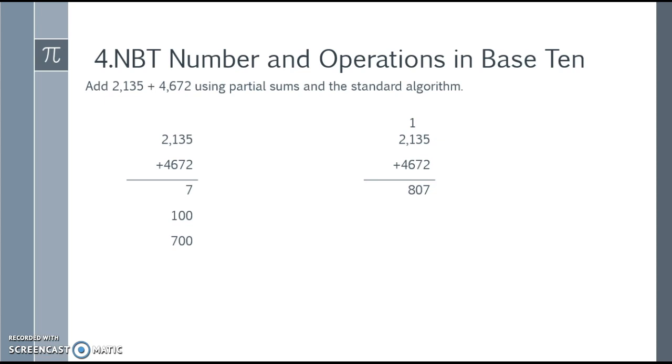Finally, with partial sums, I will add the thousands. 2,000 plus 4,000 is 6,000, and 4 plus 2 is 6. Now that I have them all labeled on the partial sums, I can add straight down, giving me 6,807. Although it seems like many steps, it still gets us the same place.